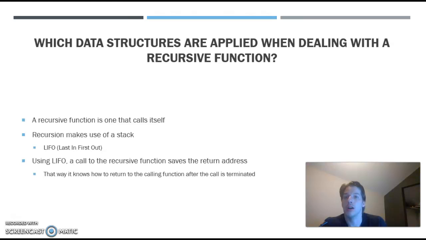What data structures are applied when dealing with a recursive function? So a recursive function is one that calls itself, since we haven't discussed that yet. Recursion makes use of a stack, so it's the last in, first out principle. And using that, a call to the recursive function saves the return address. That way it knows how to return to the calling function after the call is terminated.